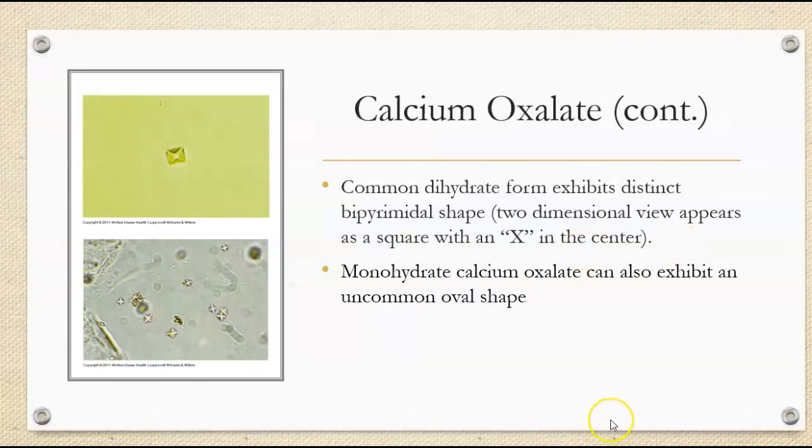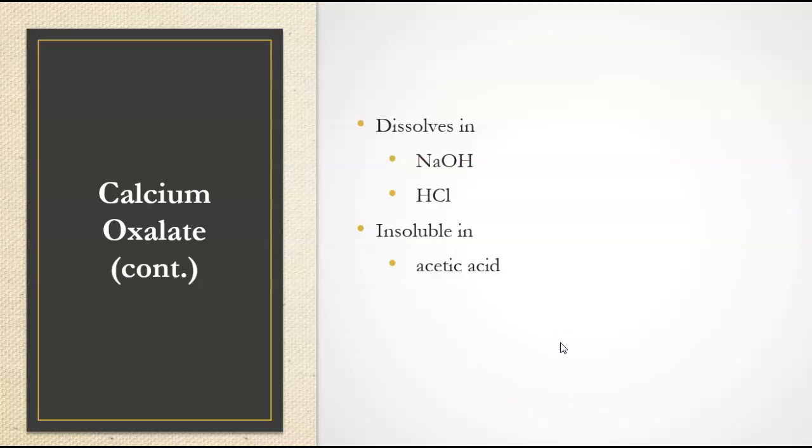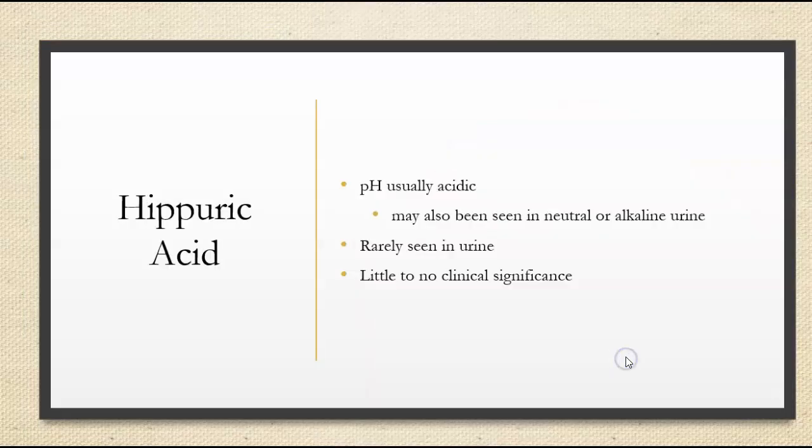So these calcium oxalate look like little tiny envelopes. So your bipyramidal shape. So it's basically an X marks the spot in your little square. Sometimes we can see an oval shape, and it can look almost like a barbell on its side. So you have to be very careful when you look at those. It'll dissolve in sodium hydroxide, hydrochloric acid, and not in acetic acid.